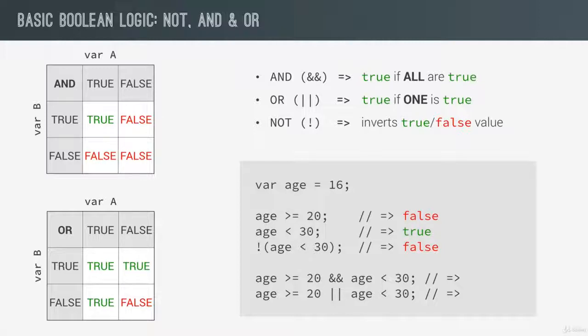And finally, we have the not operator. So we know that age less than 30 is true, and we know that the not operator inverts the value. So not age less than 30 is of course false. Makes sense, right? Okay, so the next expression, we already know that the first part, age greater or equal than 20, is false. And we also know that age less than 30 is true. So here we have false and true. So can you guess the result? That's right, it's false, because they're not both true.